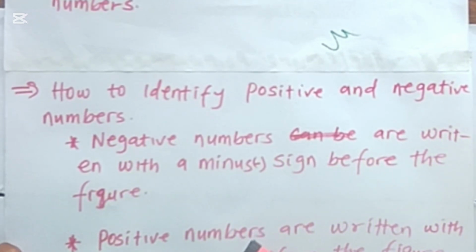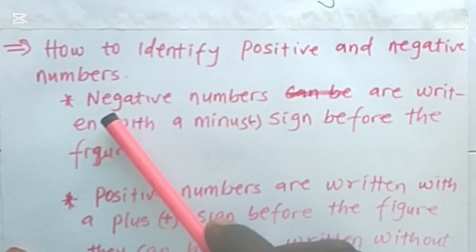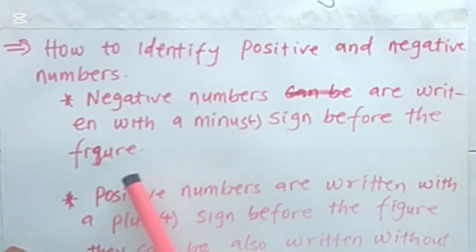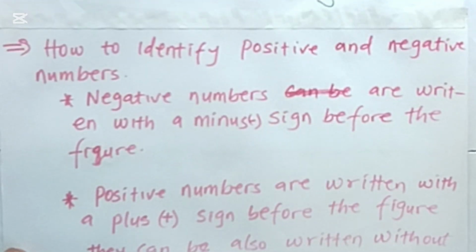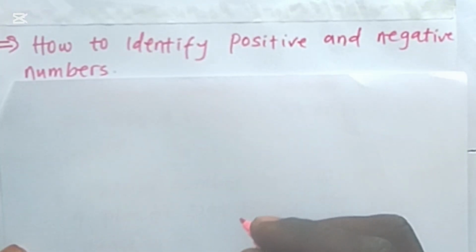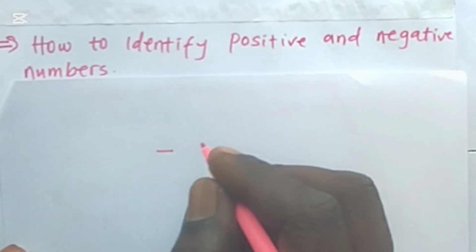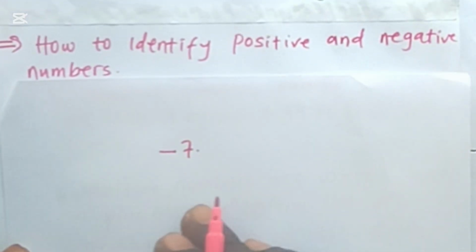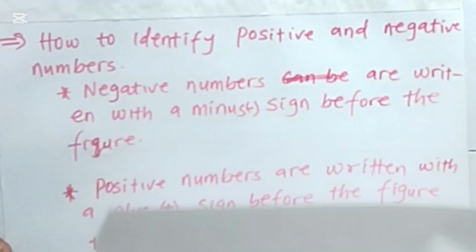There are ways that we identify negative numbers and positive numbers in mathematics. Negative numbers can be written with a minus sign before the figure. This is basically how you can identify a negative number. For instance, if I should tell you to write negative 7, it is customary that you should write a minus sign before the 7. So whenever you see a number with a minus sign in front of it, just know that you are dealing with a negative number.